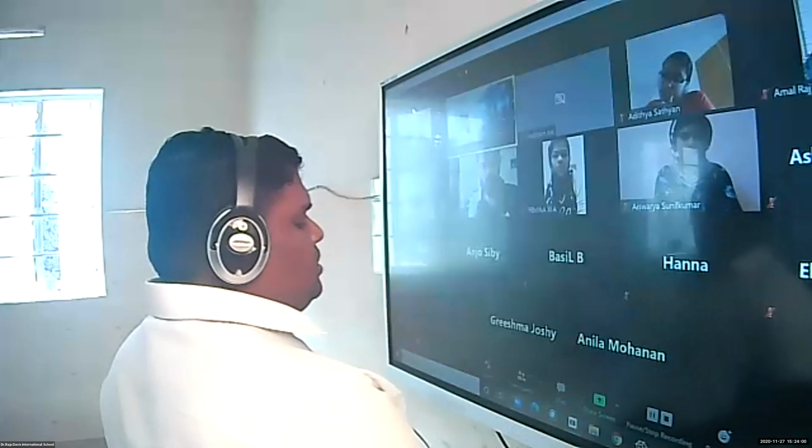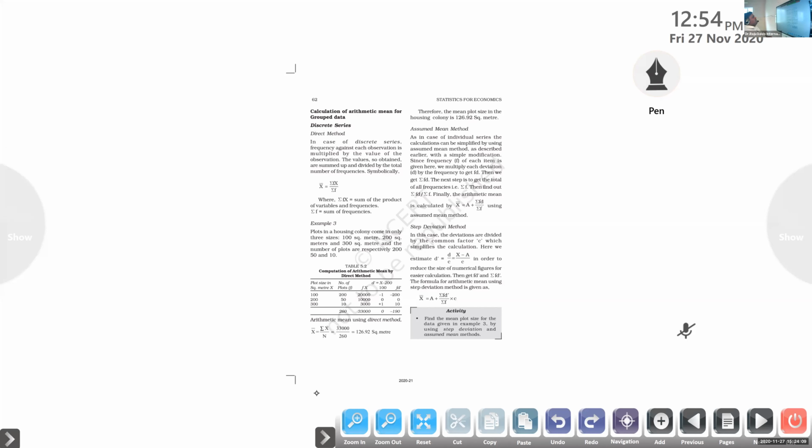Moving forward with the next topic: calculation of arithmetic mean for grouped data. The three methods, direct method, assumed mean method, and step deviation method, are related to ungrouped data, and here we are with grouped data. Grouped data means a discrete series. In a discrete series, the frequency against each observation is multiplied by the value of the observation, and the values so obtained are summed up and divided by the total number of frequencies. Symbolically, x bar, the mean, is equal to sum of fx divided by sum of f, where sum of fx is the sum of the product of variable and frequencies, and sum of f is the sum of the frequencies.